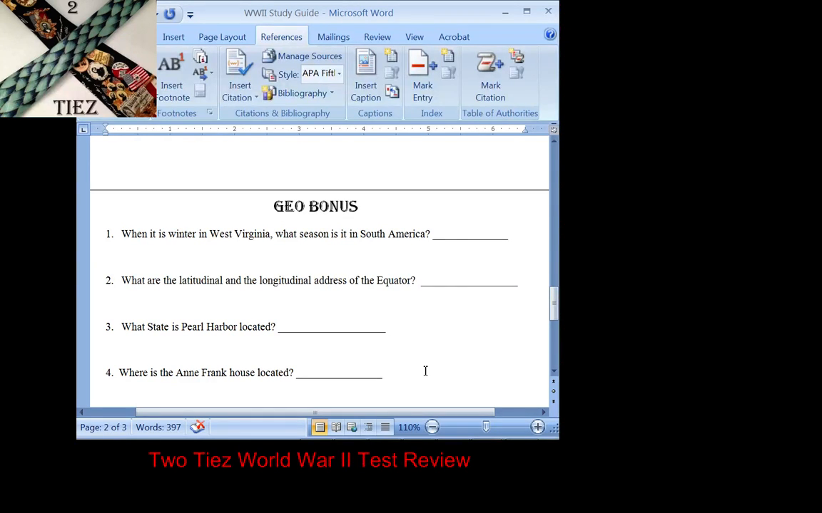When it is winter in West Virginia, what season is it in South America? Number 2. What are the latitudinal and longitudinal address of the equator? Then for my 2, I said, what state is Pearl Harbor located in? And where is the Anne Frank house located? Not the original house, the secret annex where she stayed until the end.